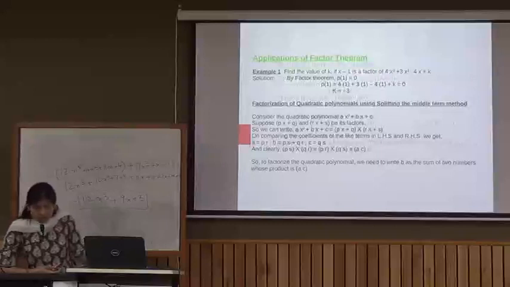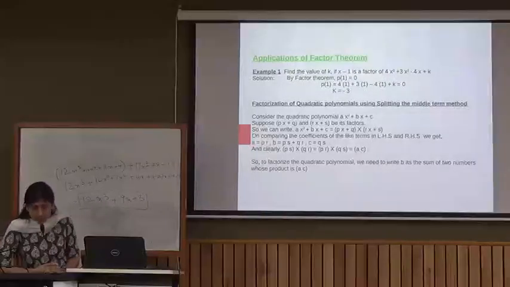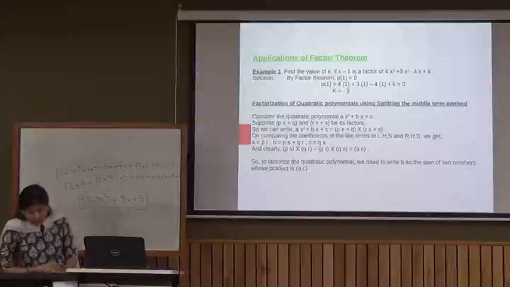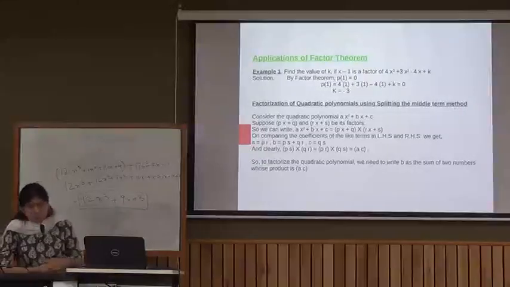Now, understanding the application of factor theorem. Find the value of k if x minus 1 is a factor of 4x cubed plus 3x squared minus 4x plus k. Then, by factor theorem, we must have that the value of the polynomial at x is equal to 1 must be 0. Therefore, on solving the value of the polynomial, we get k is equal to minus 3. This is one of the applications of factor theorem.